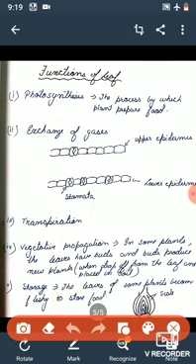Exchange of the gases means plants take in carbon dioxide from outside, and after photosynthesis, the oxygen that is produced moves outside the plant. So how are they moving inside and outside? This exchange of gases takes place with the help of the stomata. So what are these stomata?